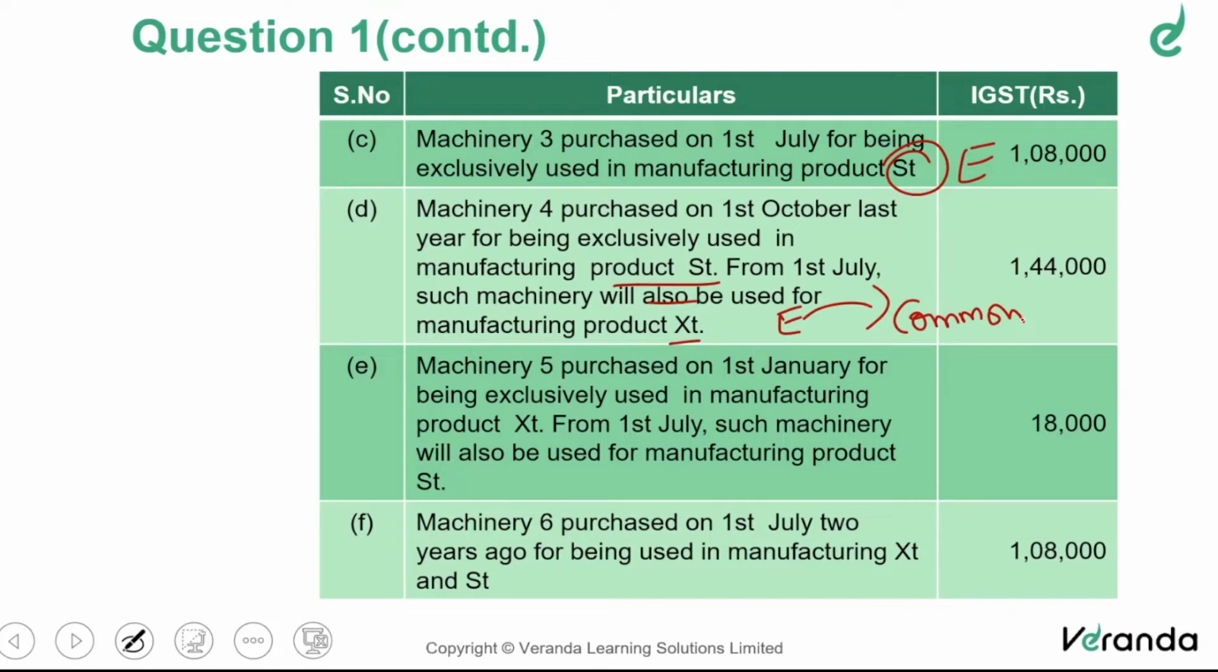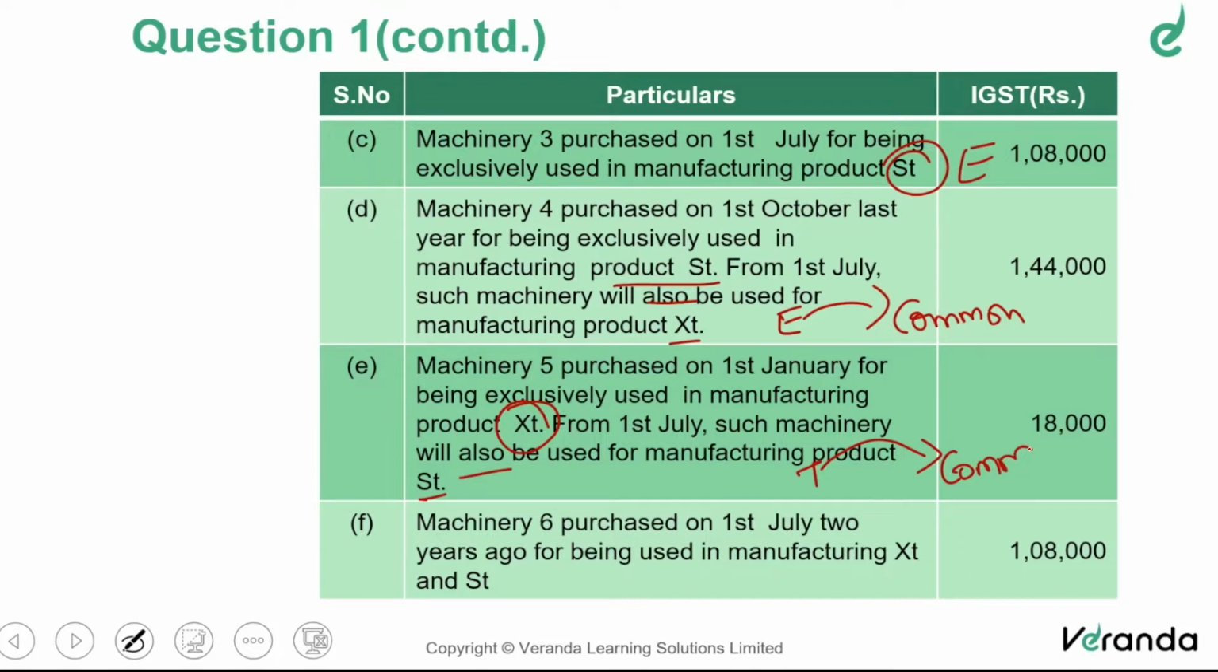Then machinery number 5, again purchased on 1st of January of the current year. When I say current year, I mean a few months back. It was used completely in manufacturing XT, the taxable product. Now from 1st of July, from the current month onwards, it is used for manufacturing ST also. So earlier it was exclusively used for taxable, and now it is used for a common purpose. So what is the treatment we'll have to see?